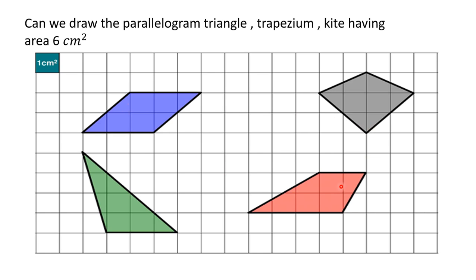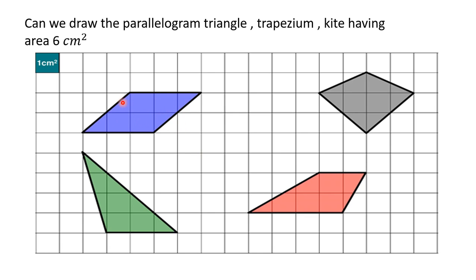Now can we say these figures are congruent, though they have the same area? So can we say these figures are congruent? Correct, no. The answer is no. Now what is the reason behind this?